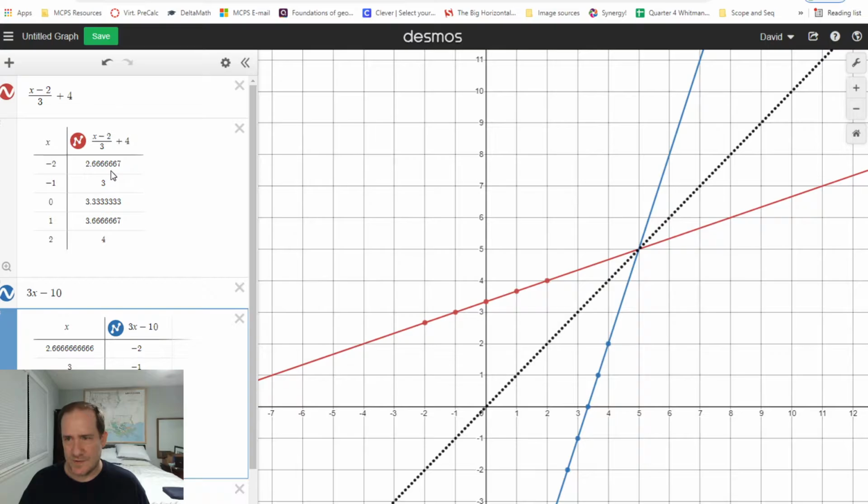And the 2.666 is bothering me now. What is that? 2 2/3, so 8/3. I'm going to enter that as 8/3. But we still see it because -2.